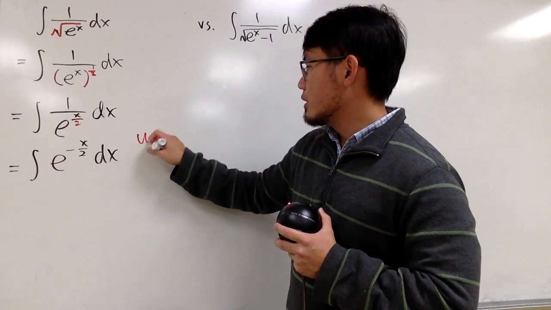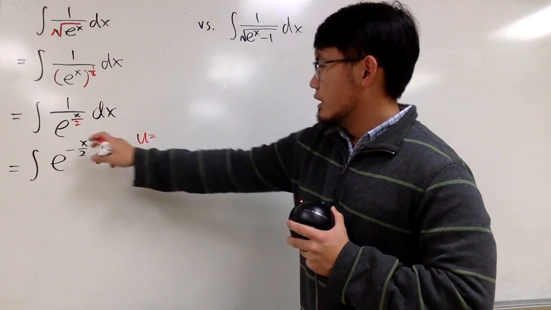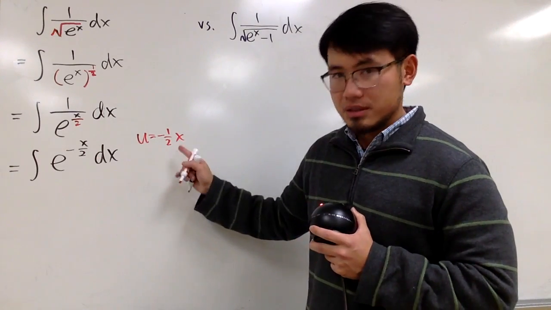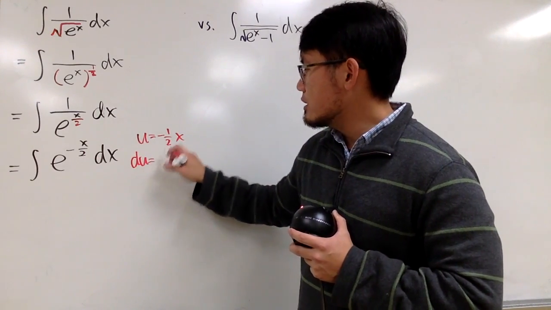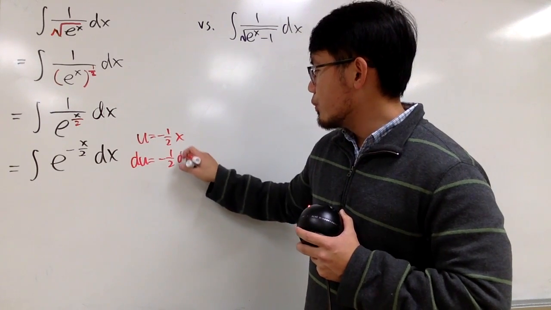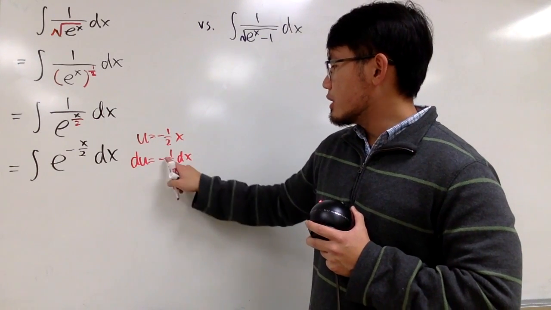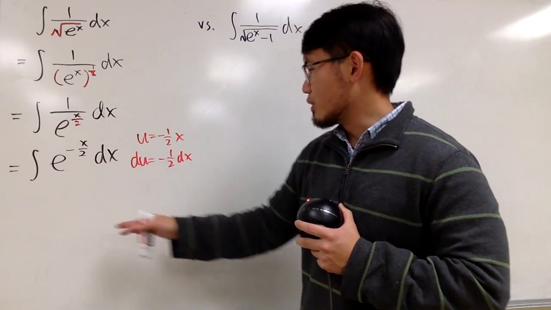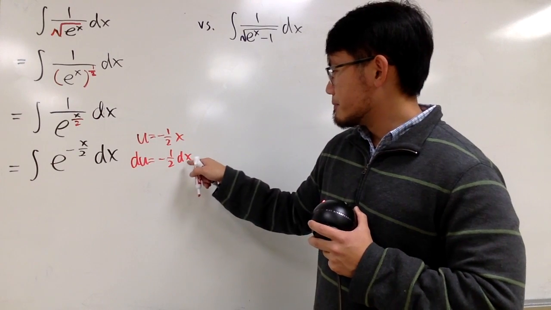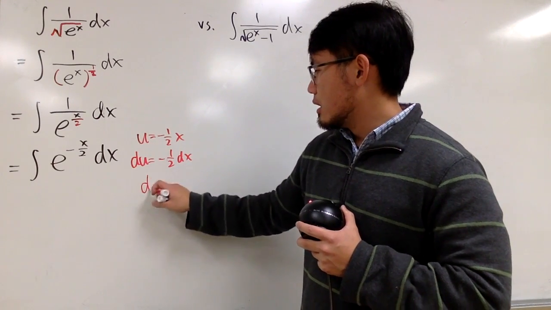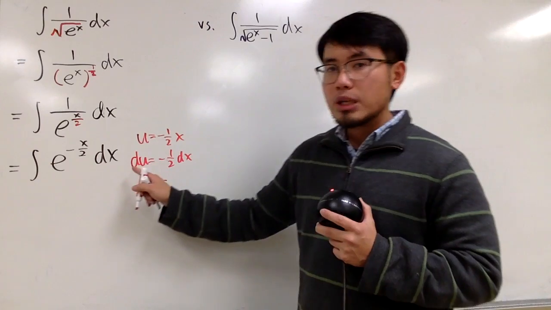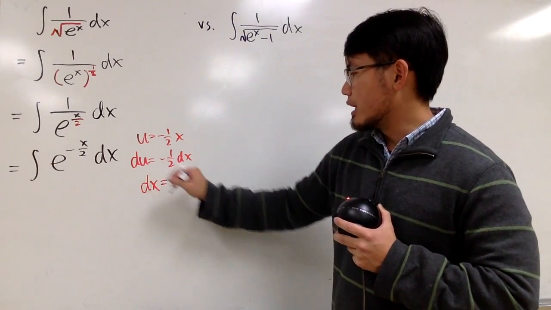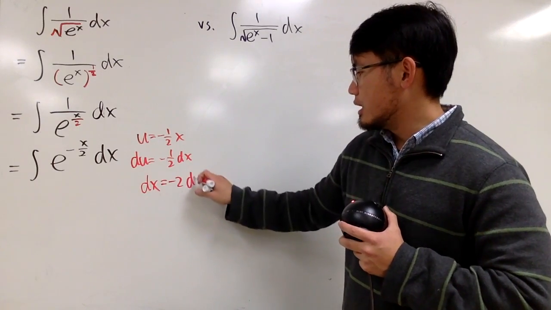We will just let u equal to this right here, which is negative 1/2 times x. Let me just put this down because it's easier to see when I differentiate this. I get negative 1/2, and we have the dx. In this situation, I don't see negative 1/2 somewhere in the front, so I will just isolate the dx. To do so, I will multiply both sides by negative 2, so that I can cancel this out. So I will get negative 2 du.